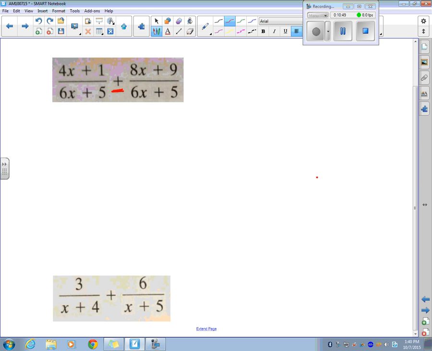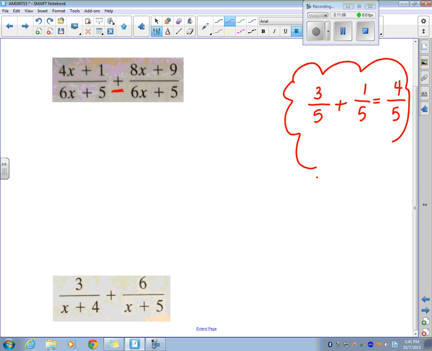So let's just do a little side bubble over here. If I have 3/5 plus 1/5, don't I add the tops and keep the bottom? So that's exactly what we're going to do when we have this. We're going to add the tops and keep the bottom.